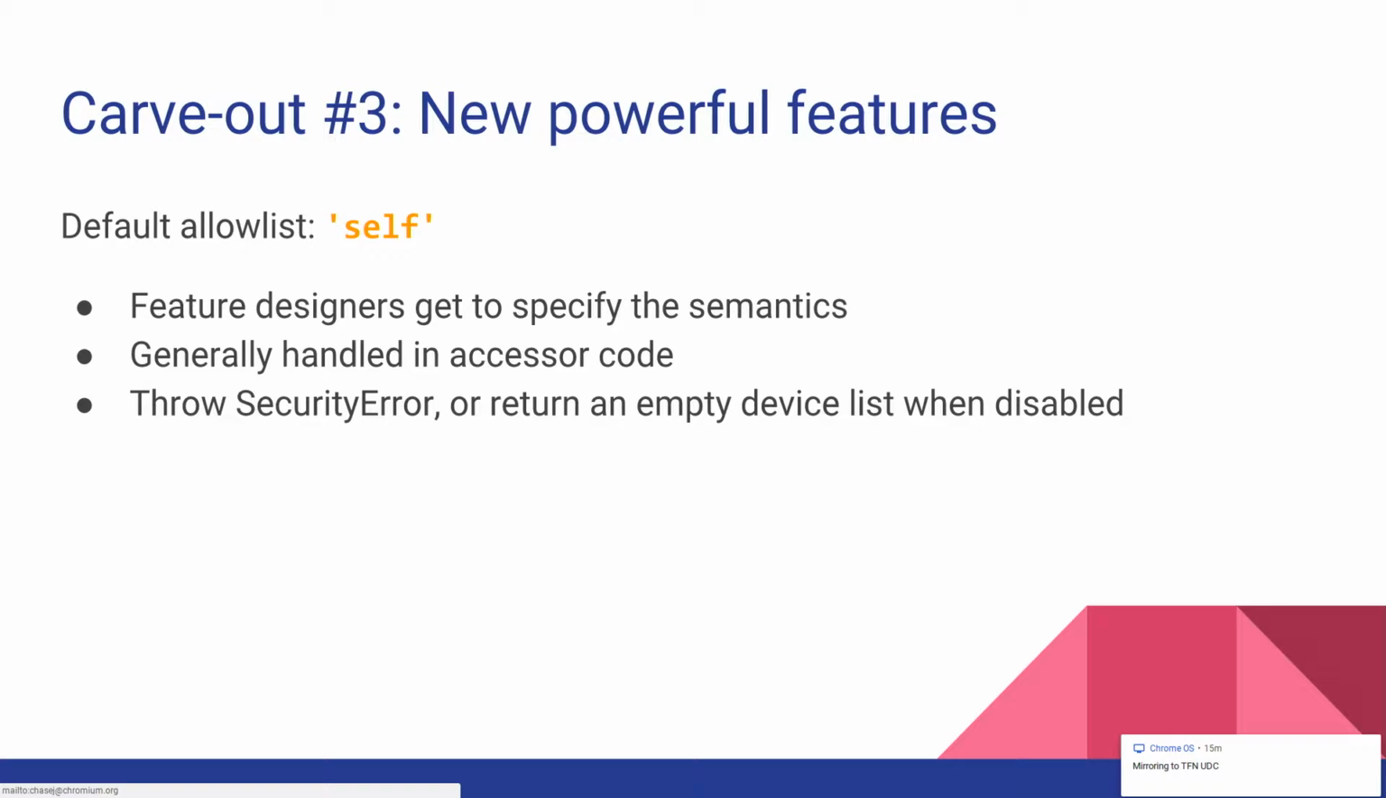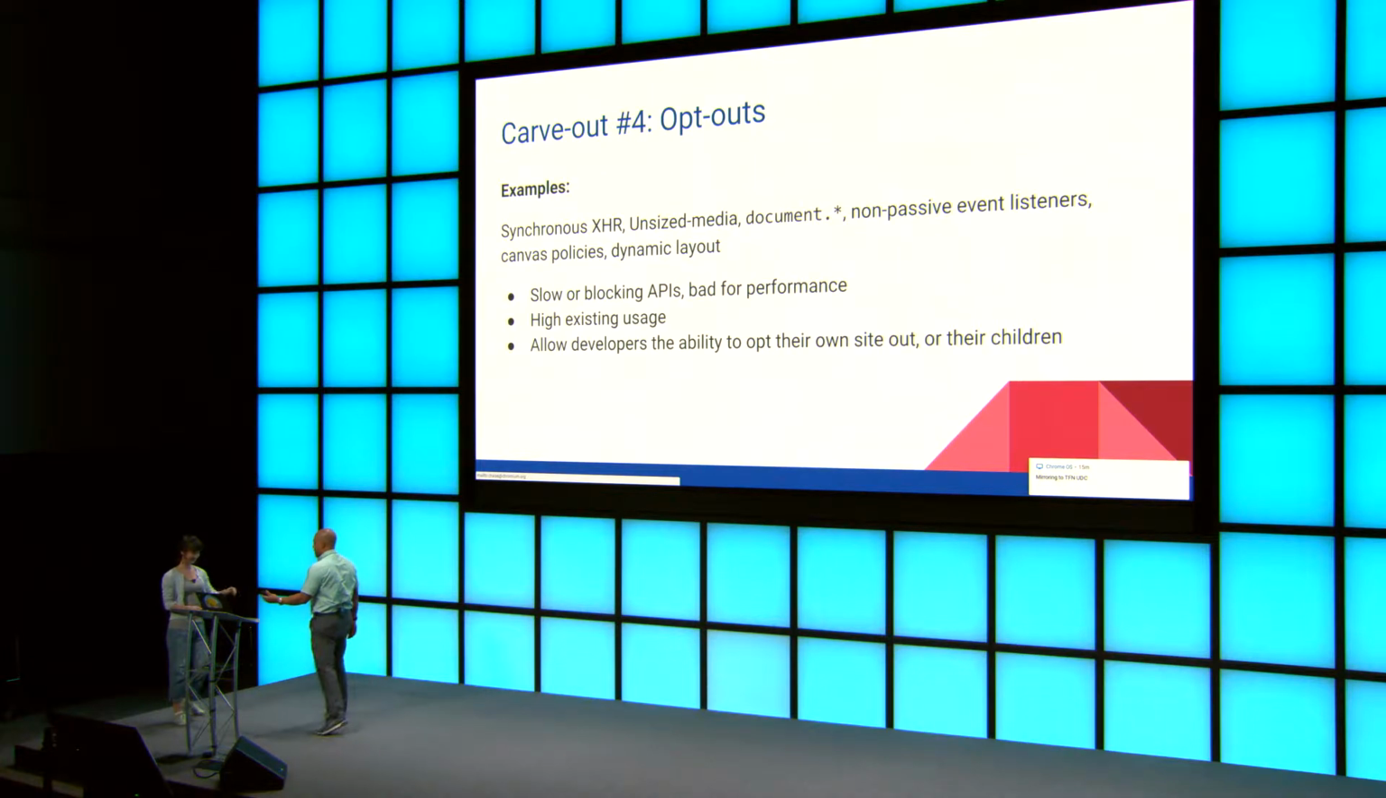By default, your default allow list is self, saying I can use it as a top-level frame. But because it's a new feature and not widely used on the web platform, you as the designer of the feature have options to specify the semantics for what on or off means. You're free to define what the error mode looks like when the feature is disabled. In some cases, maybe you throw a security error. If it's something like giving access to devices, you just return an empty device list when the feature is disabled. I'll let Luna talk to you about some of our other categories.